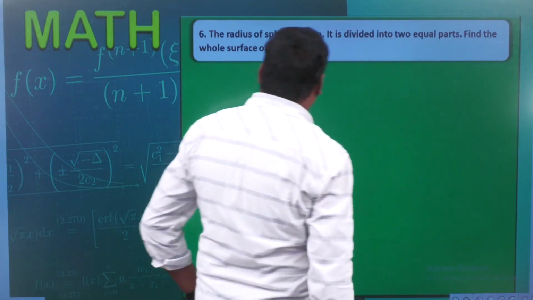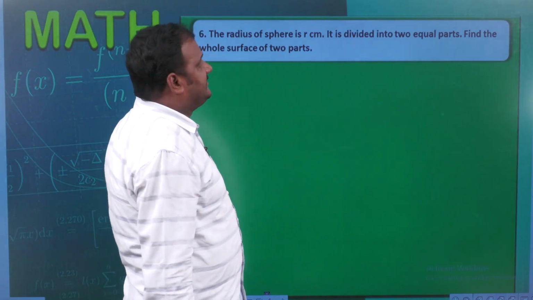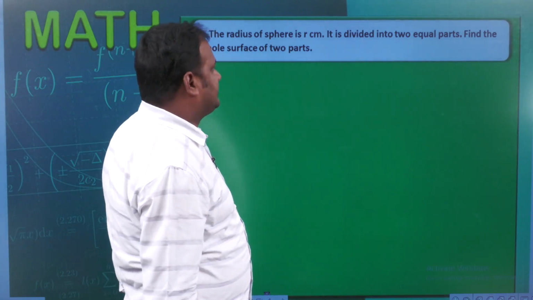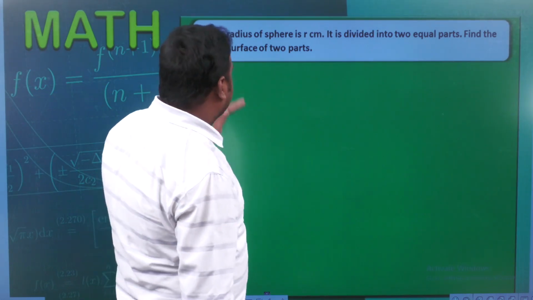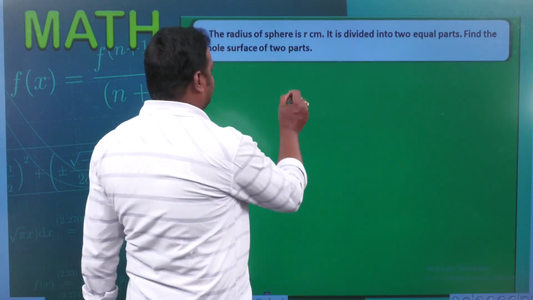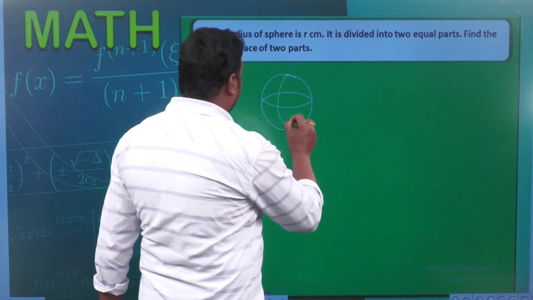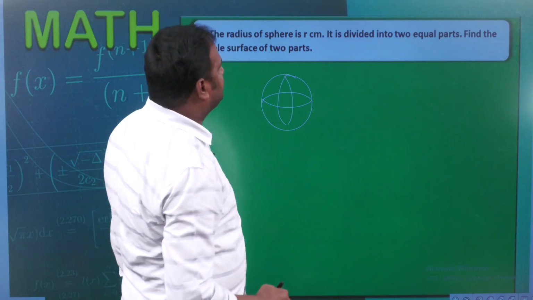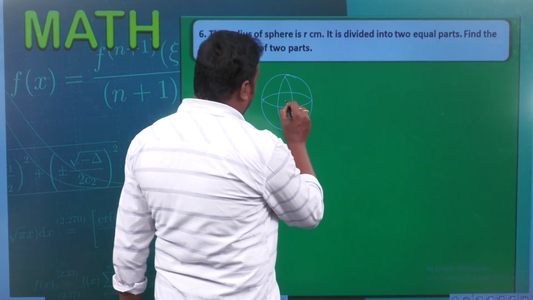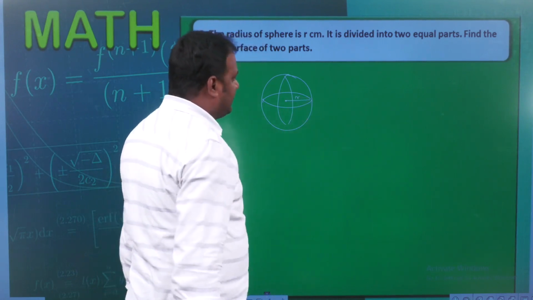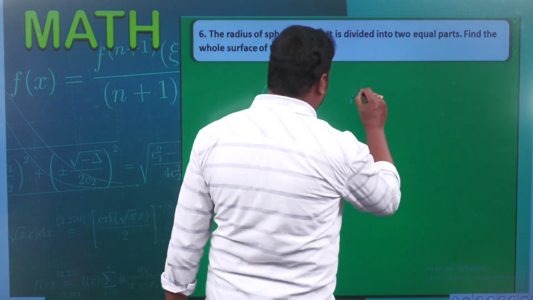Coming to the next problem. The radius of a sphere is r centimeters. It is divided into two equal parts. So find the whole surface of the two parts. See, the radius of the sphere is, for example, this is a sphere. So for this sphere, r is the radius of the sphere. So this is the radius, which is equal to r. Now the sphere is divided into two equal parts. Two equal parts means what?